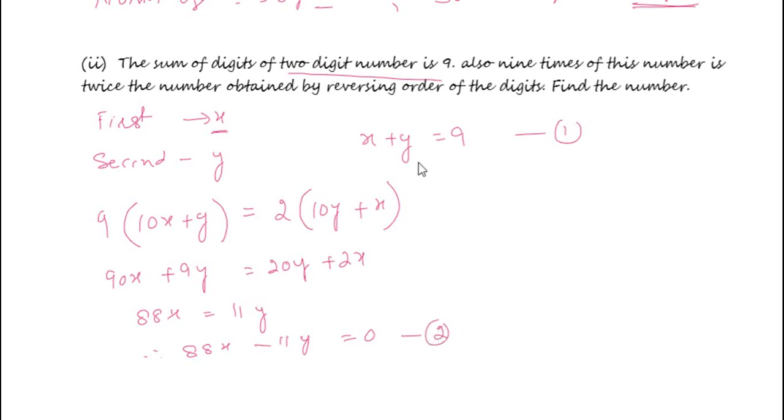Now equation 1 is x plus y equal to 9. Now multiply this one by 11. If you multiply this one by 11, 11x plus 11y equal to 99. This is equation 3. Write that equation here: 11x plus 11y equal to 99.